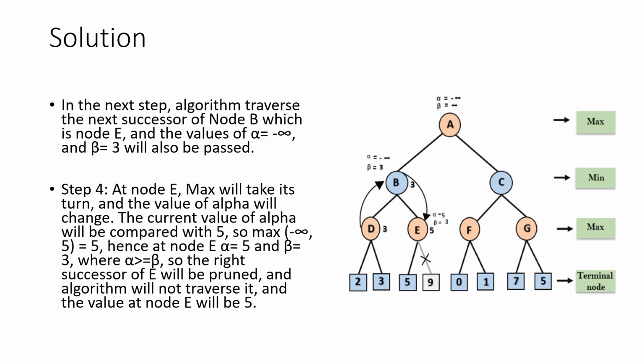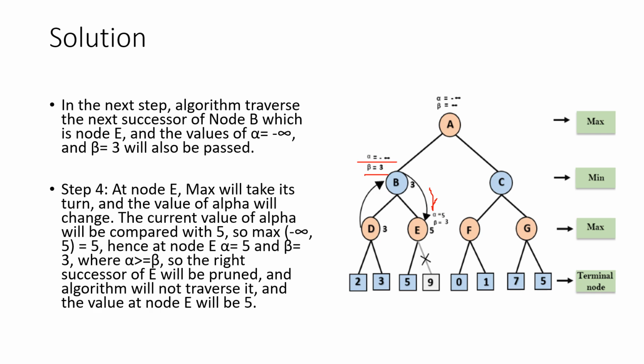Now, in the next step, the algorithm travels to the next successor of node B. That is, here we can see E. We already discussed that alpha and beta values will be propagated downwards. So here alpha is equal to minus infinity, beta is equal to 3. That will be propagated downwards to node E. And node E chooses the first leaf node, which is 5. Here this is the max node, so alpha will be updated.